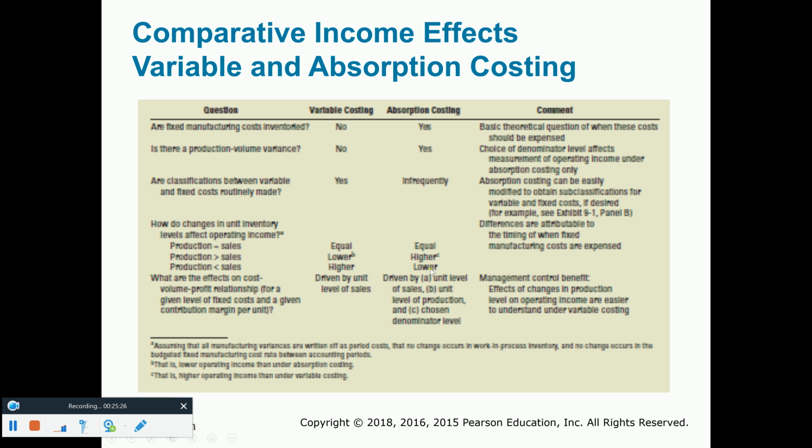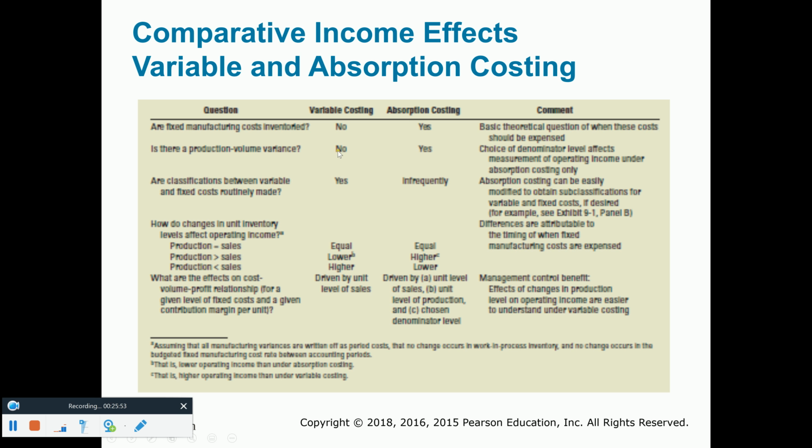Remember, the fixed cost remains and moves with the actual inventory items. But with variable costing, it's the opposite. Are fixed costs inventoried? Meaning, do they stay with the inventory? For absorption costing, yes. Variable costing, no. With variable costing, the fixed manufacturing costs automatically flow to the income statement as an expense.